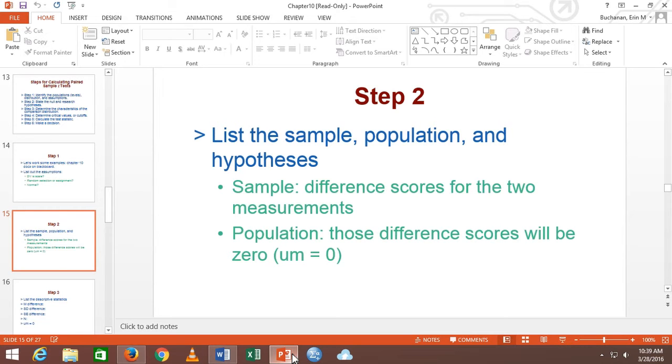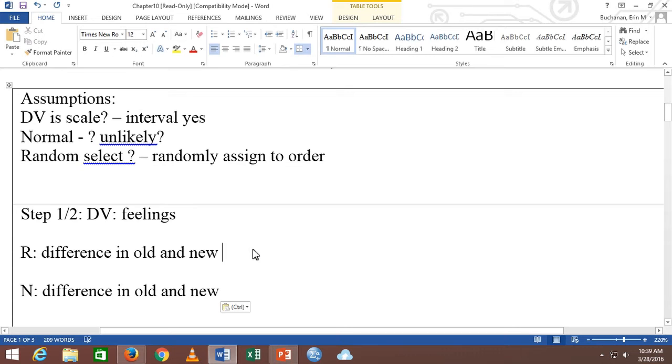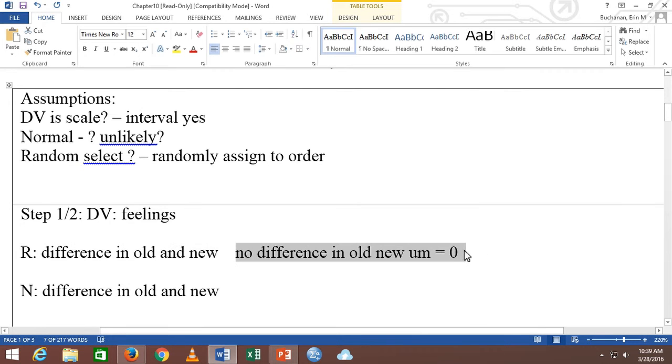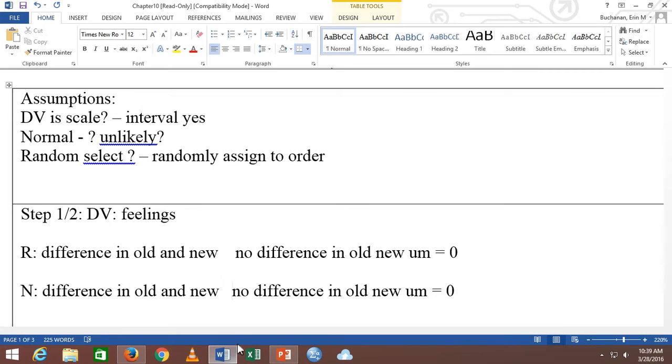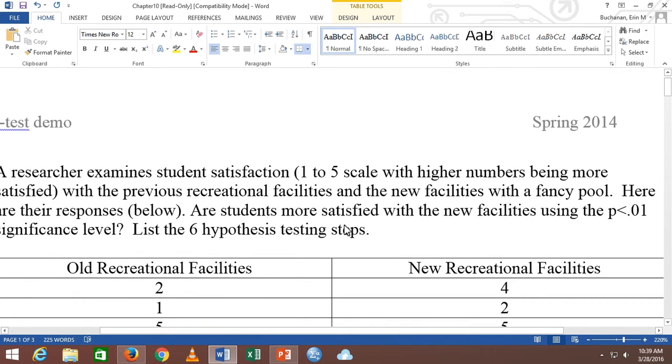So you're kind of saying, is there a difference versus no difference? This to me is a little awkward. But try not to write it as old versus new, because then you'll get this one and independent t confused. So the population is going to be no difference in old and new. So essentially the population mu is 0. So we've got our difference score for our sample versus a population of difference scores that are 0.